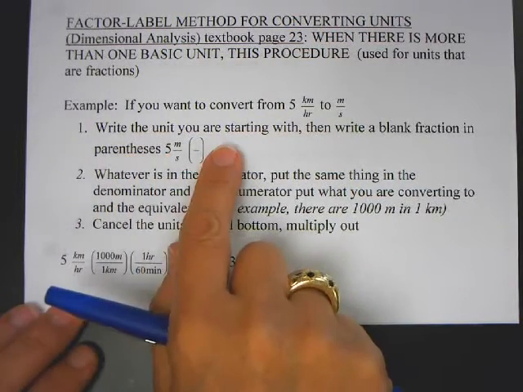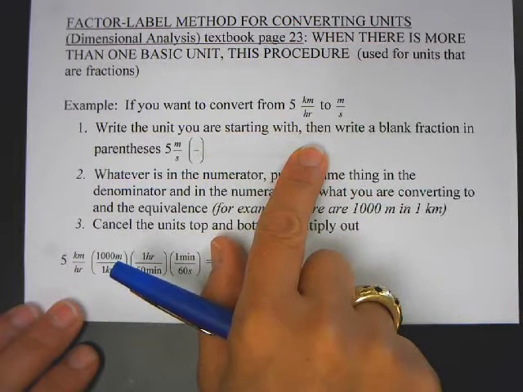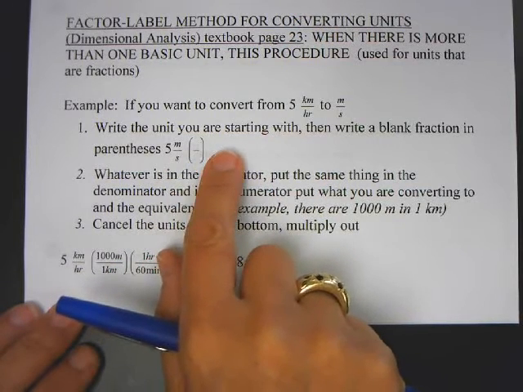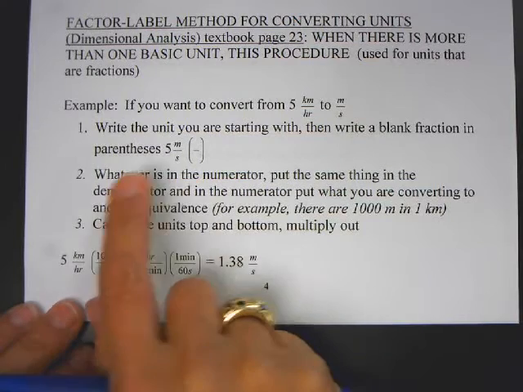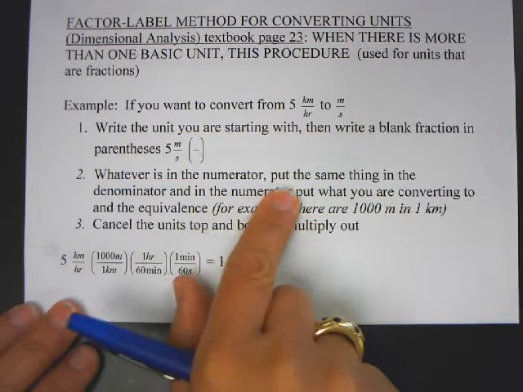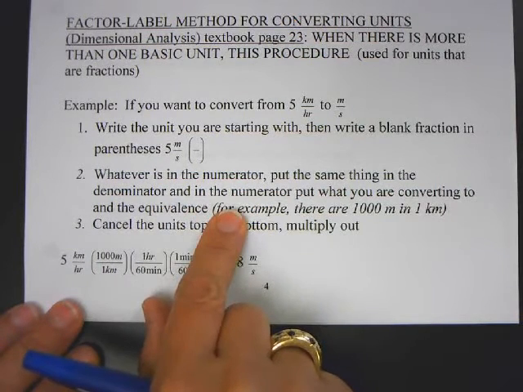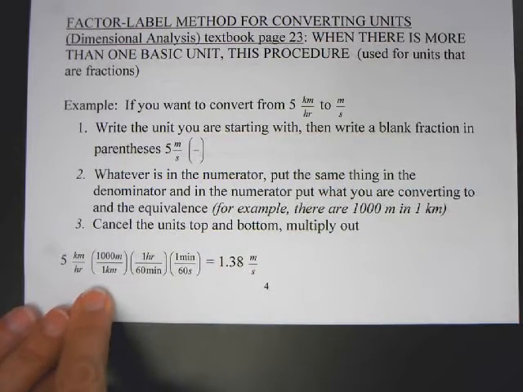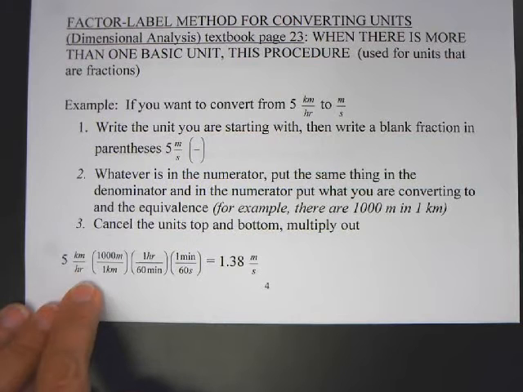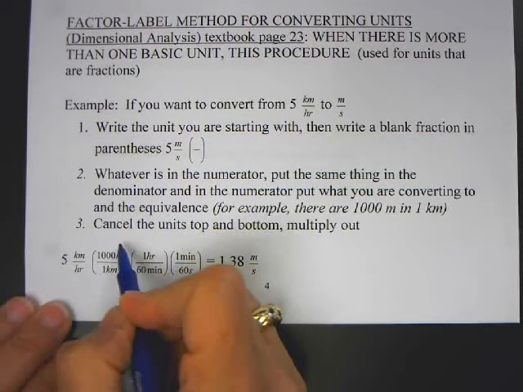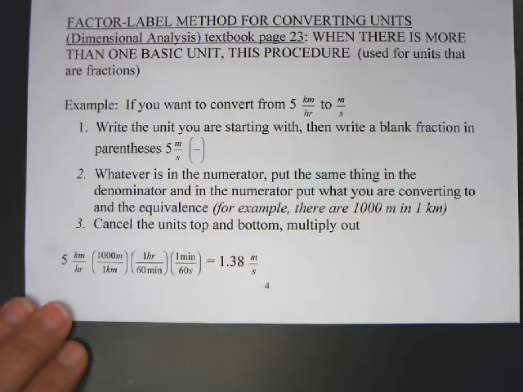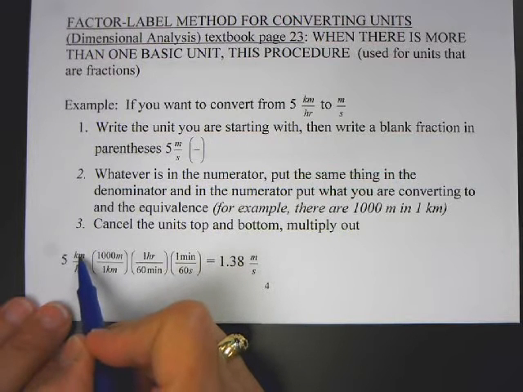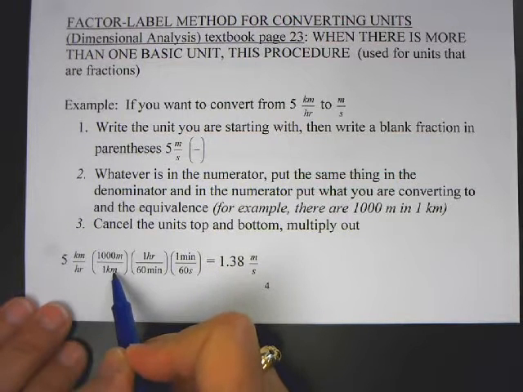Number one, when you write the unit you're starting with, always make sure that you write a blank fraction afterwards. And I'll demonstrate how to do this. Whatever's in the numerator, put the same thing in the denominator. Okay? And then cancel the units top and bottom. So for example, I start off with 5 kilometers per hour. I'm then going to do a blank parentheses. And if kilometers is the numerator, I put that in the denominator.